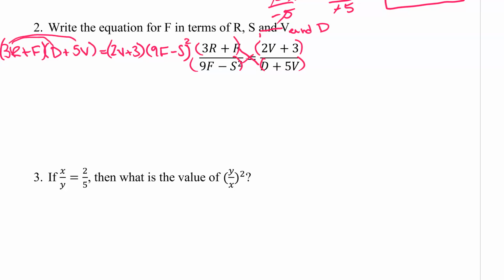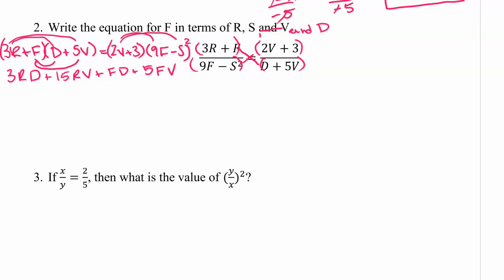So I've got 3r times d, so 3rd, and 3r times 5v, so 15rv. And then I've got to distribute the second term, the positive f. So I've got positive fd plus f times 5v, which is 5fv. And I'm not quite done yet. I have to keep going because I have the right-hand side. So I distribute that as well.